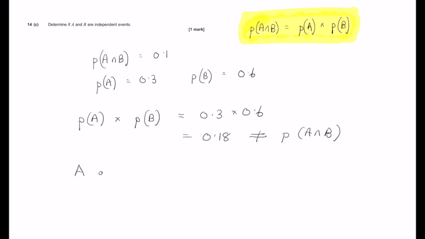Therefore, we can make the conclusion that A and B are not independent events. Highlighted the word not.